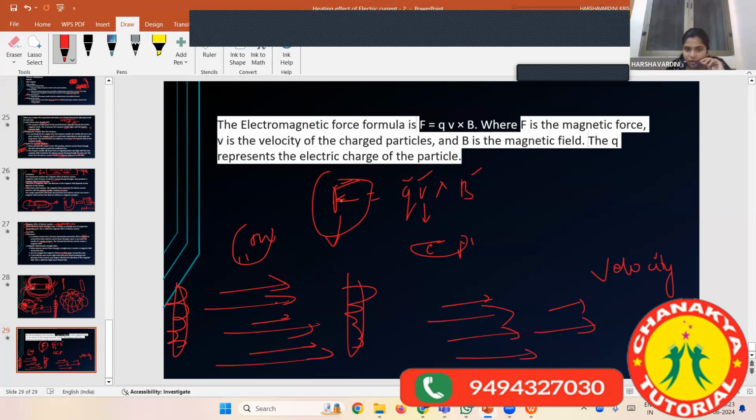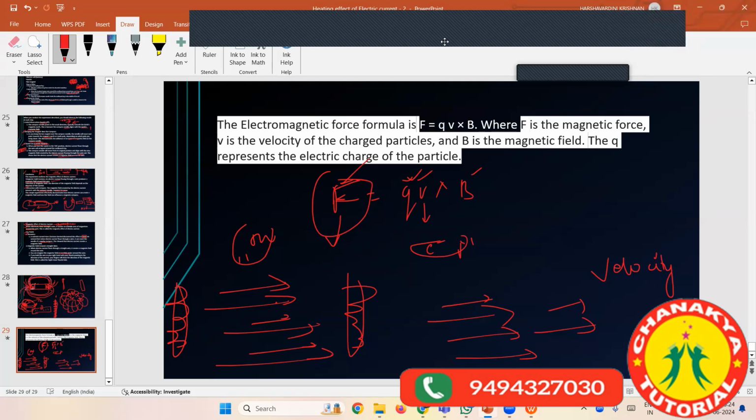But why have I taken this formula? As Rishit asked me, force is directly proportional to Q. It means if you increase the speed of the electrons, you will get more magnetic force. Yes, exactly. Got it, everybody? Yes, ma'am.